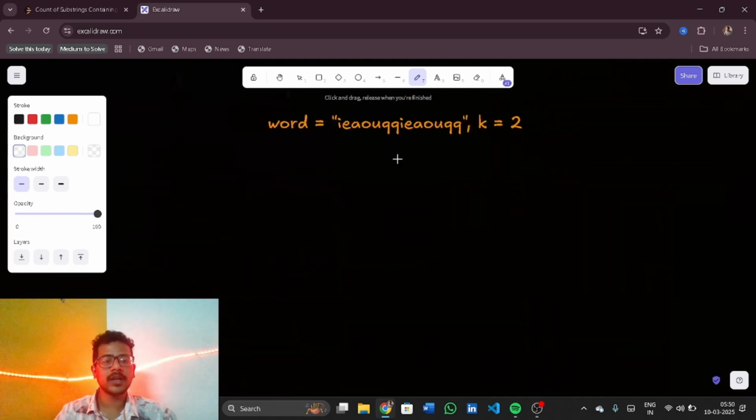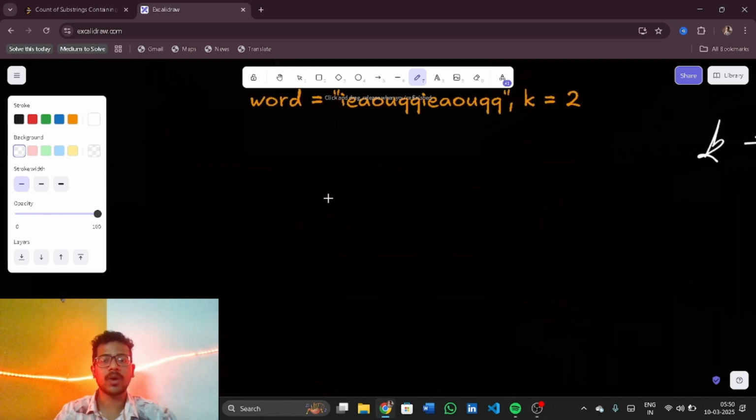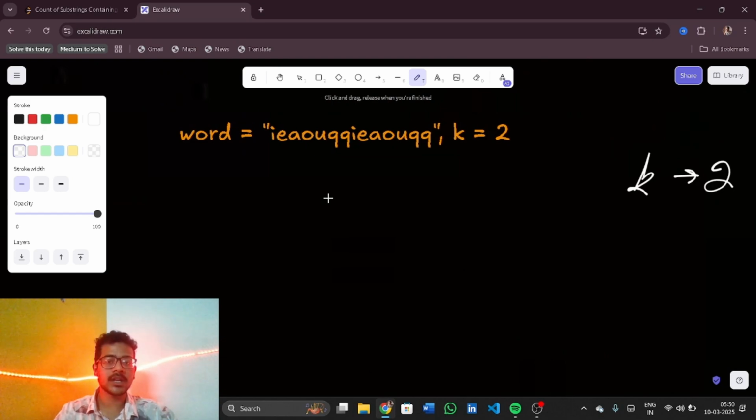But when I go to the next example, we are given with k is 2. Now, let us find out what are the substrings which are having exactly k consonants and having every vowel. Now, I, E, A, O, U. This substring is having every vowel. Now, if I add these two consonants, my consonant count is 2 and I have every vowel. Now, the count is 1.